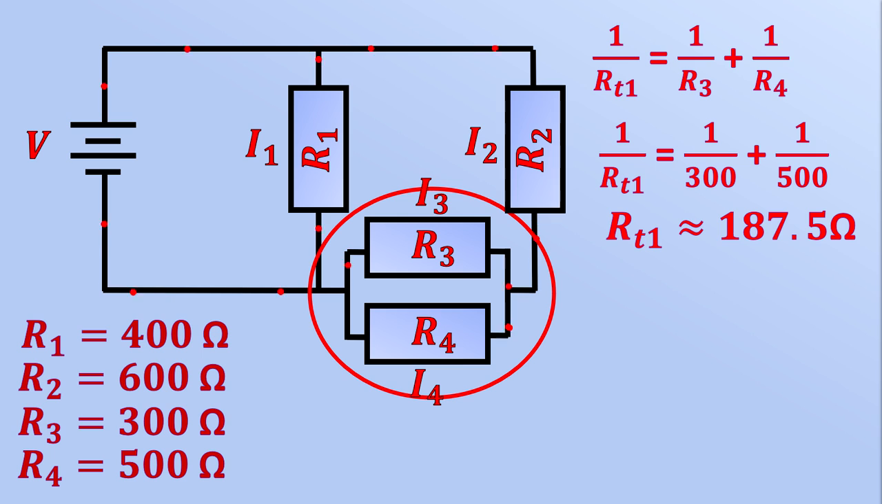Now remember, with your calculator, this is where you'll enter 1 divided by 300 plus 1 divided by 500. Hit enter, you get that total. Then you use the x to the negative 1 or the 1 over x button, depending on what type of calculator you use.